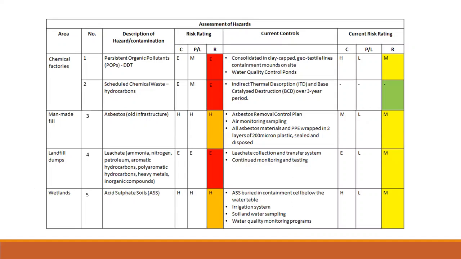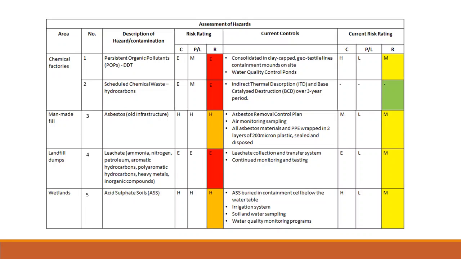It's been broken up into areas of site in no particular order. Looking at chemical factories, the hazards identified were persistent organic pollutants contamination, as well as scheduled chemical waste contamination. The risk rating before any level of remediation was classified as extreme in both cases due to the range of health consequences, including increased risk of cancer as well as birth defects, as well as environmental impacts, including thermal pollution and eutrophication. The likelihood of these contaminations occurring was deemed to happen most of the time, and thus an extreme rating was given, highlighted in red.